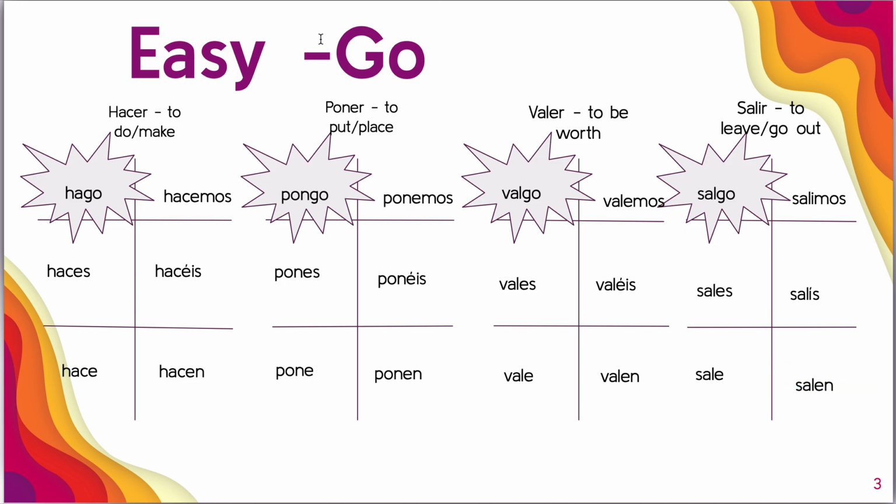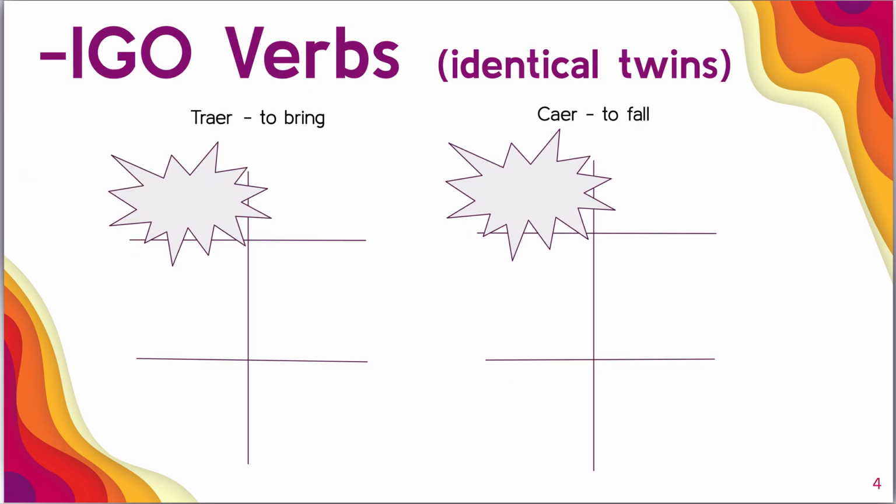So there you have all of the easy go verbs, hacer, poner, valer, and salir, all conjugated for you. All right, moving on to the next category. I call these the IGO verbs, and I also call them identical twins because they look exactly like each other. So traer means to bring, and caer means to fall. I'm going to do these together so you can see how they look exactly alike.